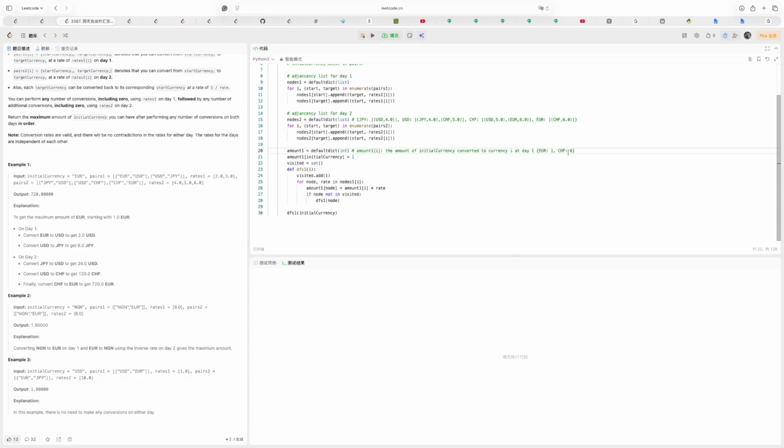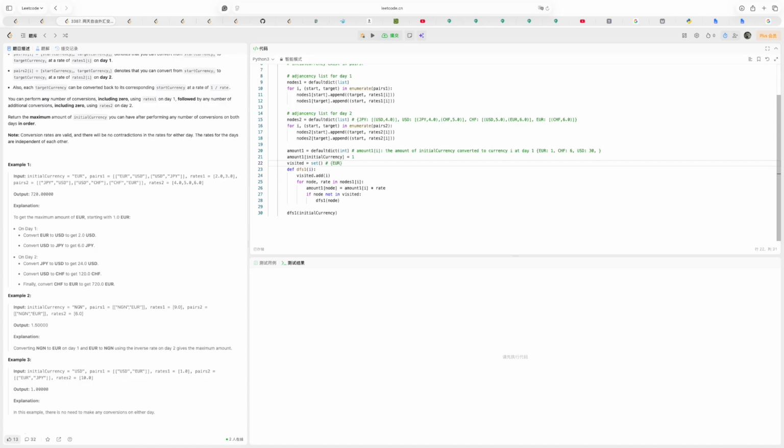So for CHF we will have USD. Now, notice USD rate is 5. So amount 1 node USD, we have USD now equals I is CHF. So CHF multiplied by rate will be 6 multiplied by 5, so it will be 30. And then, USD is not visited, so we will have I equals USD.